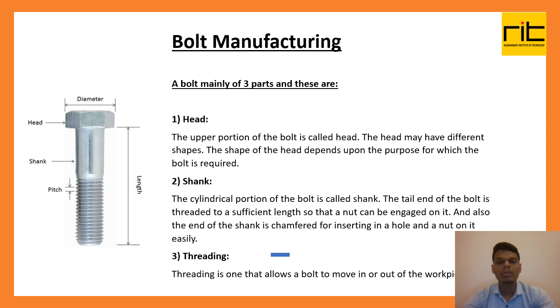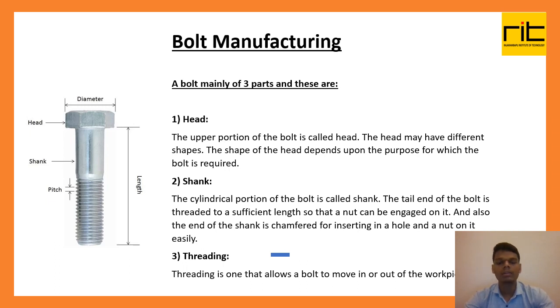A bolt mainly has three parts, and these are: first, head. The upper portion of the bolt is called the head. The head may have different shapes. The shape of the head depends upon the purpose for which the bolt is required.